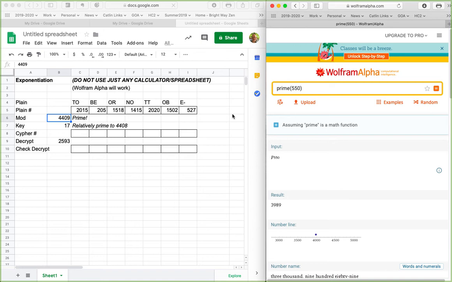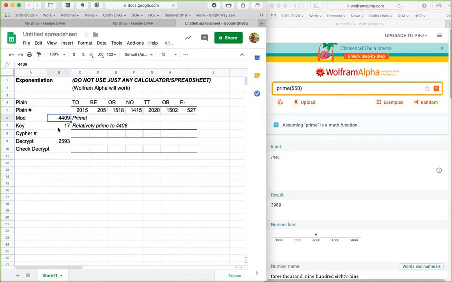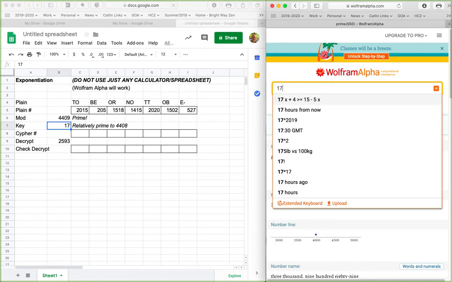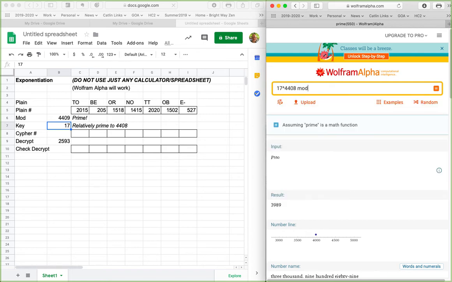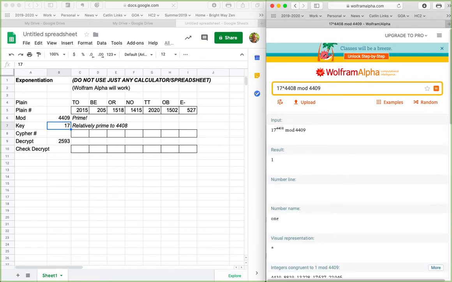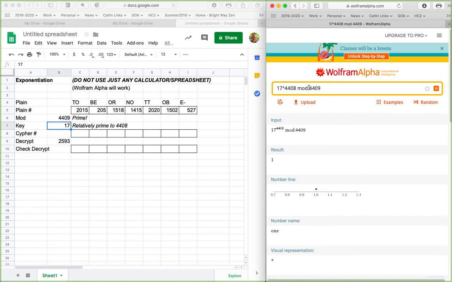So anyway, that's helpful to remember. The next thing I need is a key, and it needs to be relatively prime, not to 4409, but to 4408, because if you remember little Fermat, that's what happens when we do this. If we do 17 to the 4408 mod 4409, we get 1.